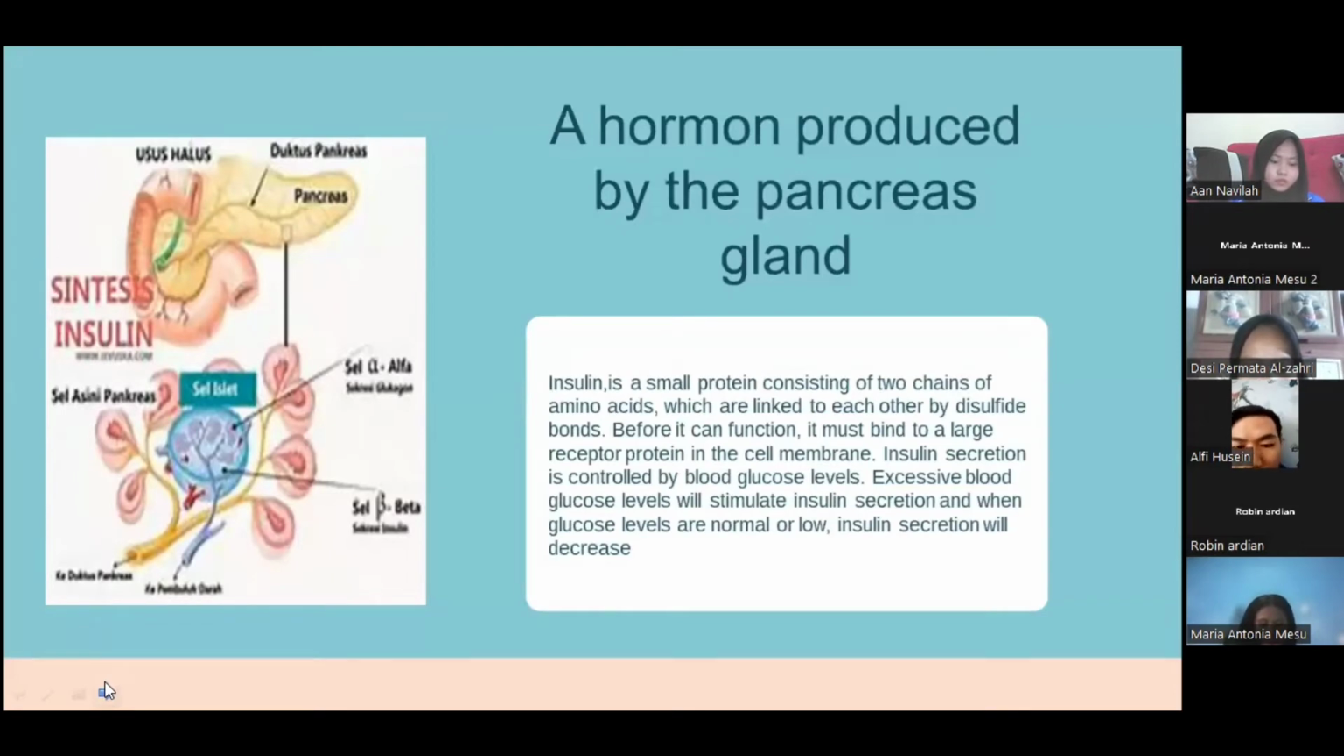A hormone produced by the pancreas gland is insulin, a small protein consisting of two chains of amino acids, which are linked to each other by disulfide bonds. Before it can function, it must bind to a large receptor protein in the cell membrane. Insulin secretion is controlled by blood glucose level. Excessive blood glucose level will stimulate insulin secretion, and when glucose levels are normal or low, insulin secretion decreases.